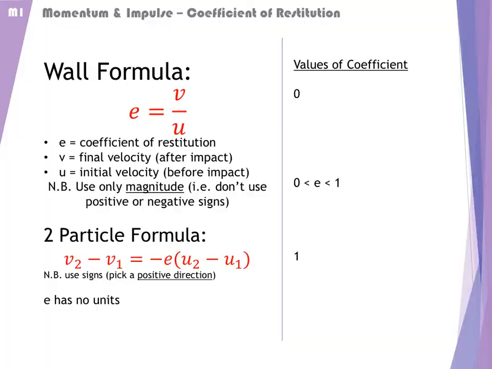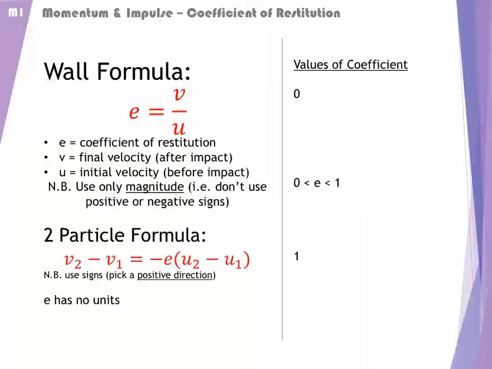And finally, for our two-particle formula, you do need to use signs. So you need to, again, as normal, pick a positive direction and then make sure you're using a velocity. The actual values of the coefficient themselves mean something, so we're just going to talk about that now.